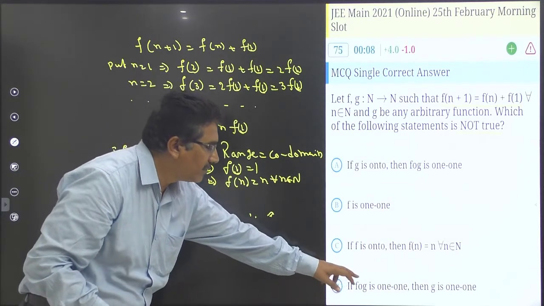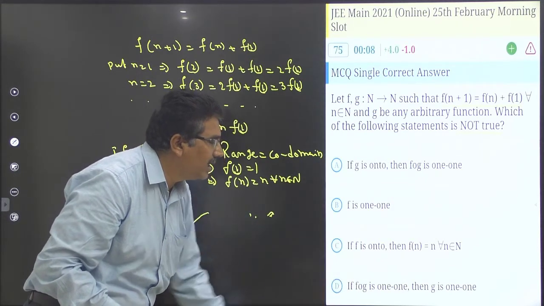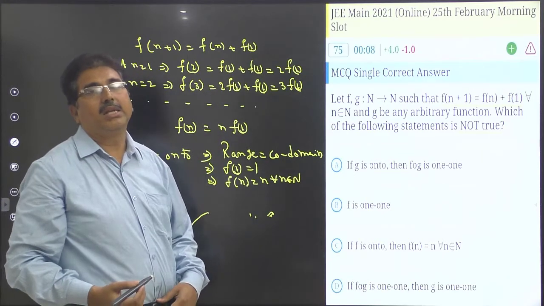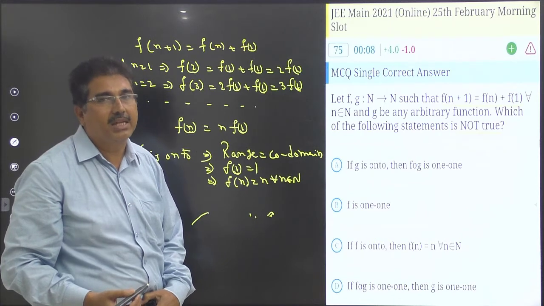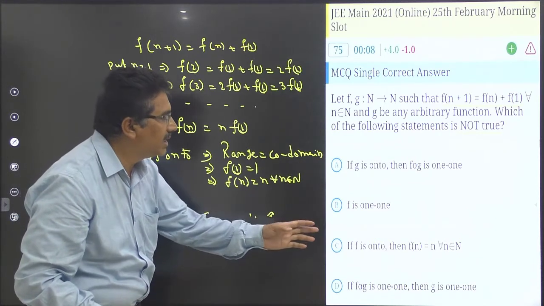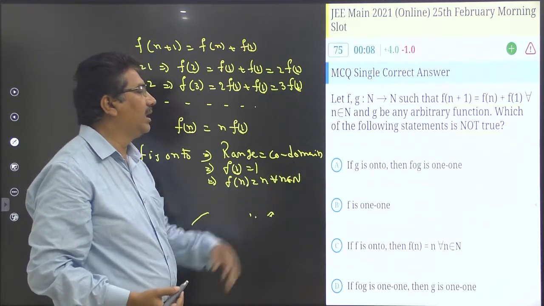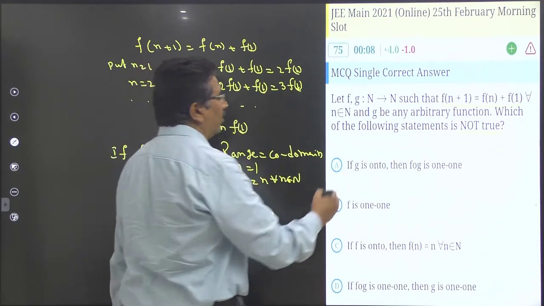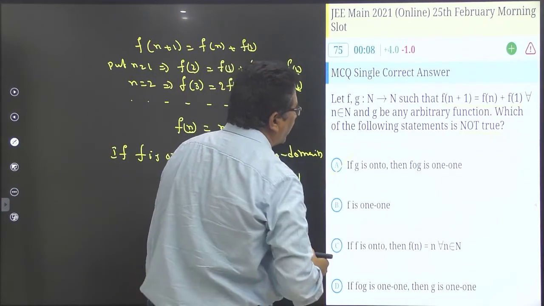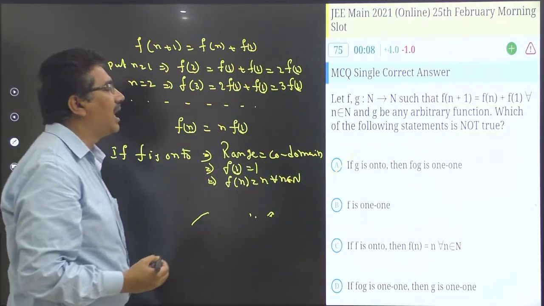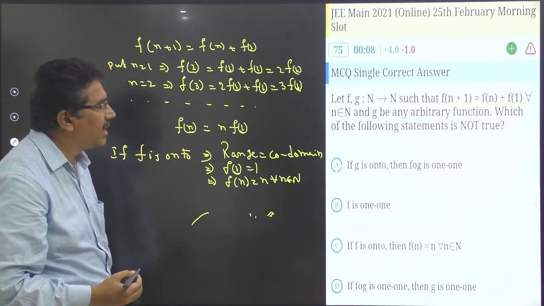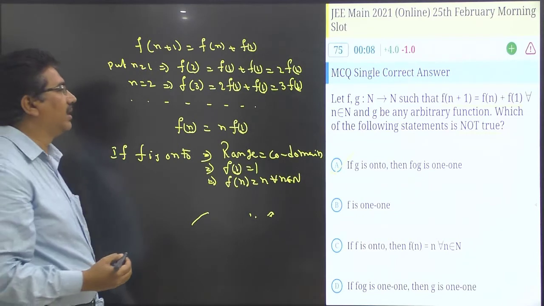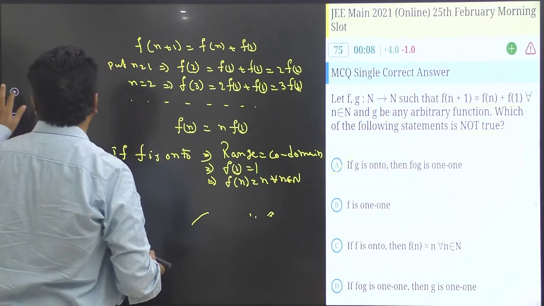Now, if f circle g is 1-1, then g is 1-1. That is a known property. Finally, this is not true. The statement A is not true: if g is onto, then f circle g is 1-1.